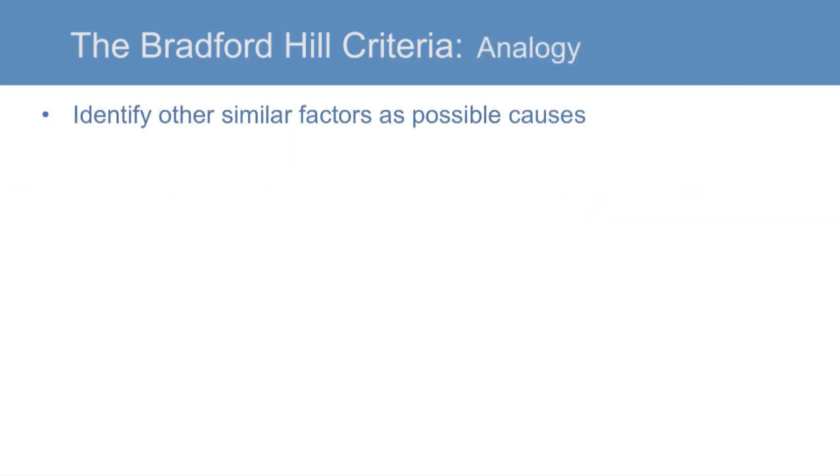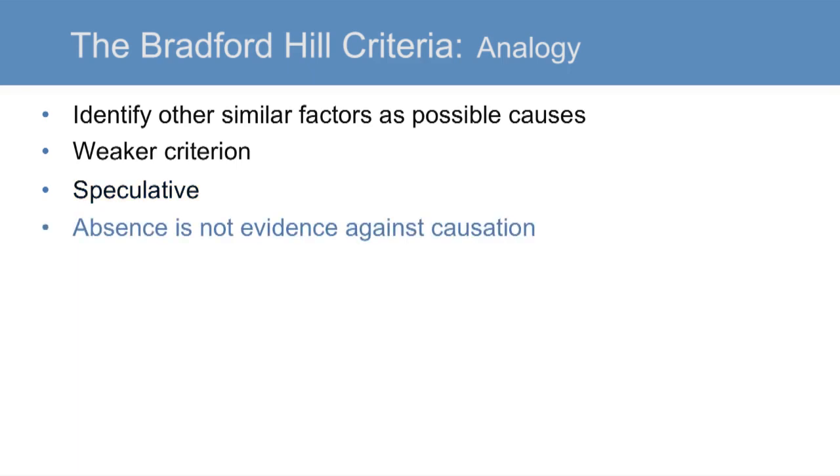The final Bradford Hill criterion is analogy. When a factor is suspected of causing an effect, then other factors similar or analogous to the supposed cause should also be considered and identified as a possible cause or otherwise eliminated from the investigation. Analogy is perhaps one of the weaker of the criteria in that analogy is speculative in nature and is dependent upon the subjective opinion of the researcher. Absence of analogies should not be taken as evidence against causation.